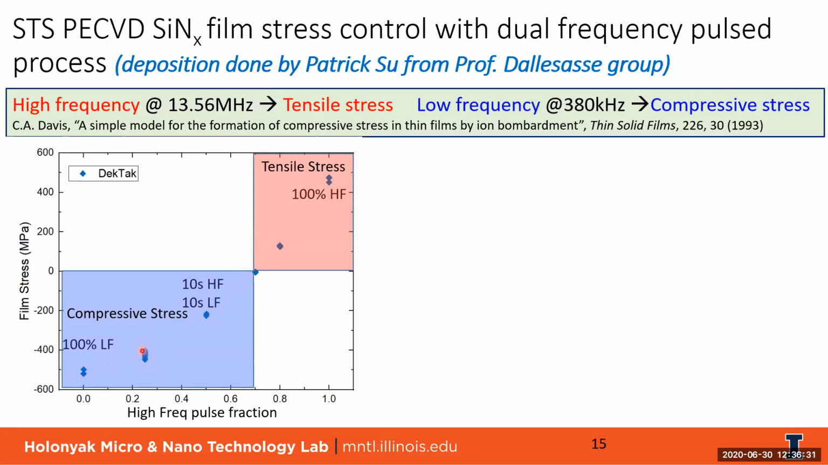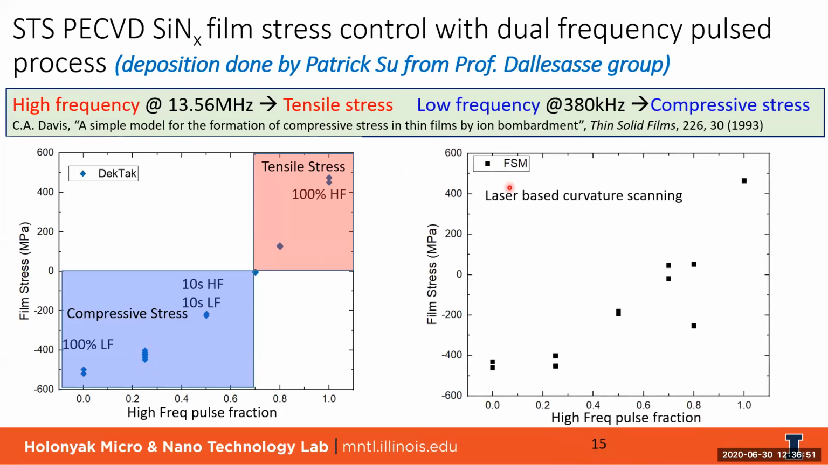And you can see there's a cluster of data points here where we scanned multiple times, and that's a typical variation. We can't exactly scan the same path, but it's still fairly small, about 5%. We also compare the data that we got on the same wafer. So again, I plot the film stress as a function of high frequency pulse fraction, but this time the data was measured by our film stress measurement system that is based on laser-based curvature scanning.